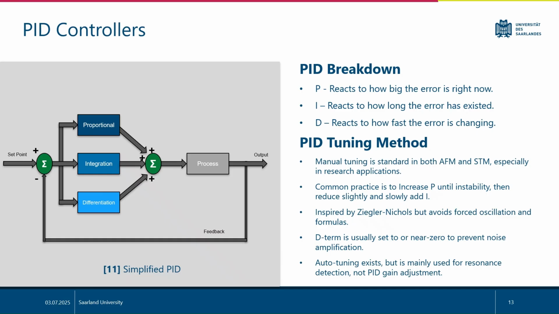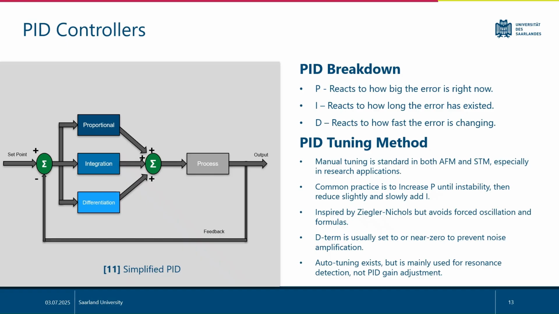For PID controllers in AFM and STM techniques, manual tuning of gains is standard. The common method is to increase P until the system becomes unstable, then back off slightly and slowly add I. This approach is inspired by the Ziegler-Nichols method, but avoids intentionally destabilizing the system. The D term is usually left at 0 to avoid amplifying noise.